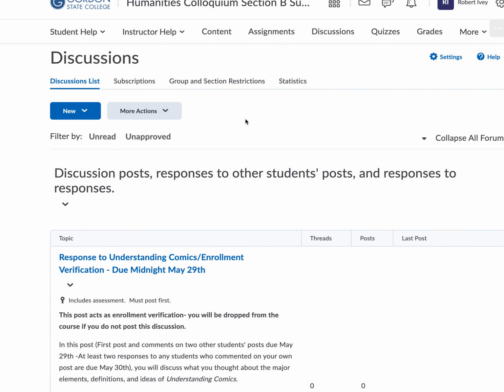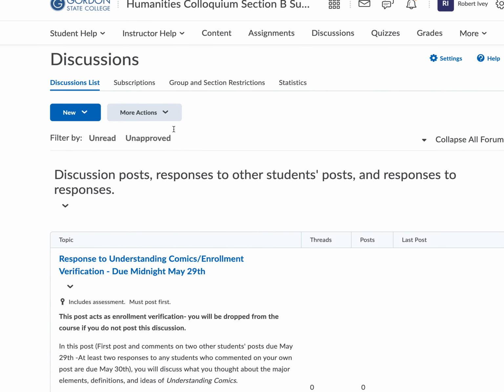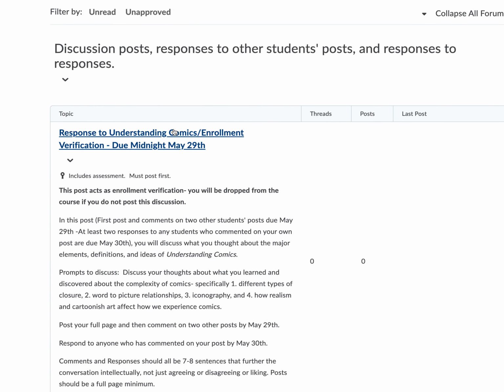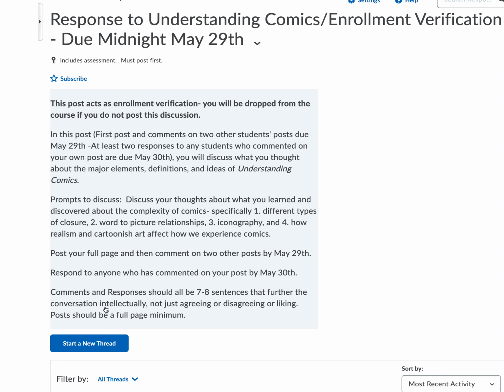And you can see it has the due date, the instructions, and the writing prompt. The calendar and the syllabus have the due date as well. But you click on this blue area, and you can see right here it says start a thread. That's where you go to do the discussion.